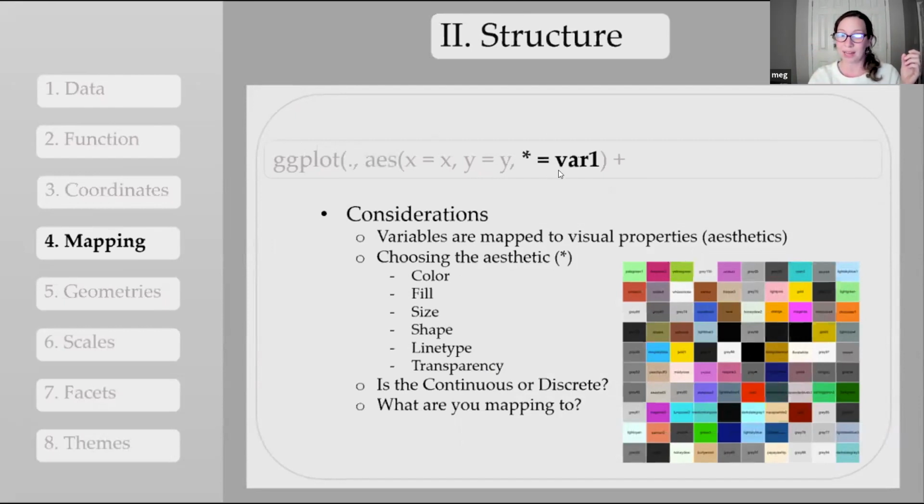So when you're doing that, you have to specify that within an aesthetic. Otherwise, you may have seen it, if you specify it somewhere else, you're going to get a color named flower type, but not any change in your colors. So when you're choosing an aesthetic, this here, this space holder, can be your color, it can be your fill, it can be size, shape, line type, transparency. Just keep in mind when you're choosing these, you have to know if your data is continuous or discrete, and you have to understand what you're mapping to.